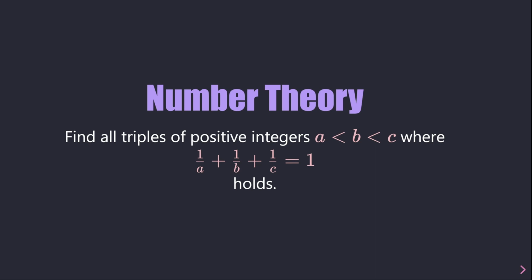So in today's video, we're going to be solving this problem right here. It's asking us to find all triples of positive integers where a is less than b is less than c, when 1 over a plus 1 over b plus 1 over c equals 1 holds. So let's get right to the solution.